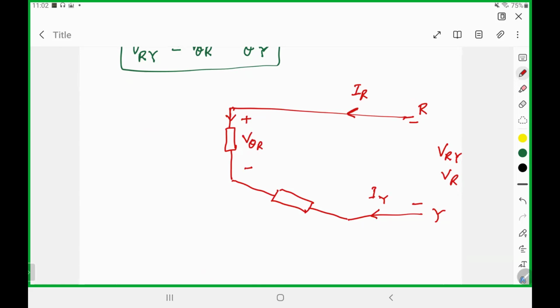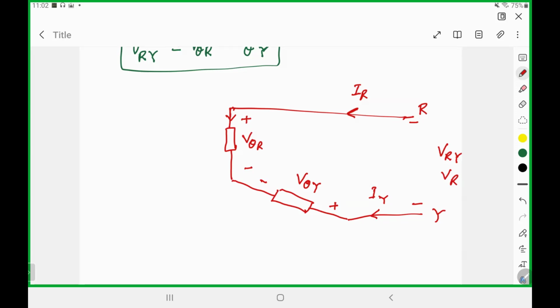This one is also current entering. So that means this terminal will be positive and this terminal will be negative, and this is my Vθy. So I have identified all the voltages.